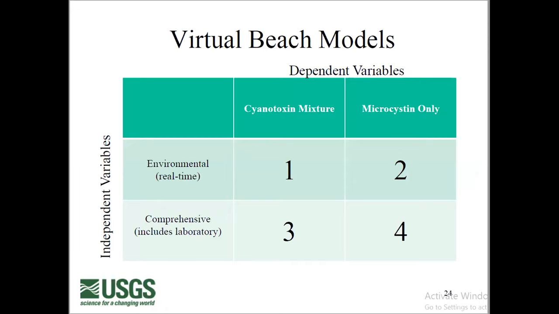So I developed 4 models total following this design. There were 2 cyanotoxin mixture models and 2 microcystin-only models. For each of those, I did an environmental model, which means that it was just parameters that we could potentially get in real time. Some were near real time, like field values and weather variables. And then also comprehensive models that include the laboratory variables. So the comprehensive models included all the environmental variables as well as the laboratory variables.